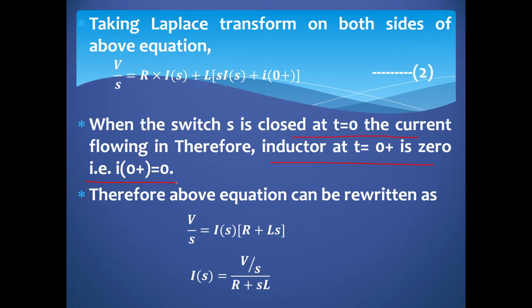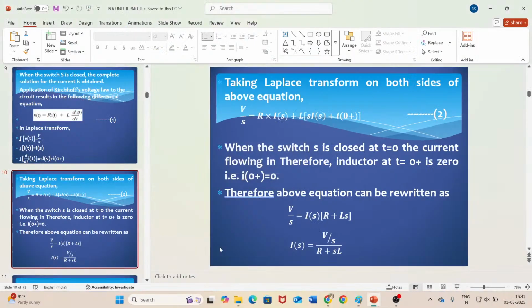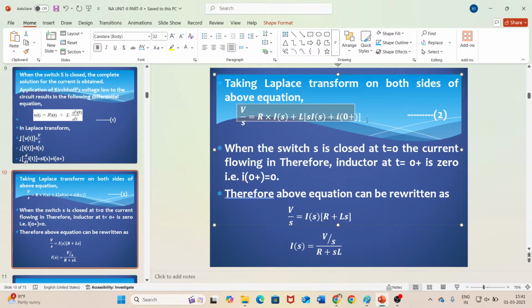Immediately, as soon as the switch closes, what will happen? The inductor acts as an open circuit, not a short circuit. When it acts as an open circuit, that means the initial current in the inductor is 0. So the above equation you can modify, and what you can write is V by S equals I of S into R plus L into S I of S plus 0. I can write one more equation here. So this equation just gets modified.